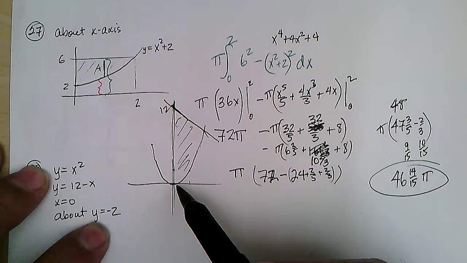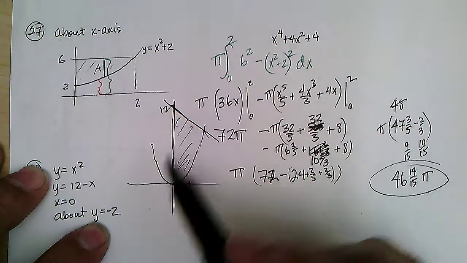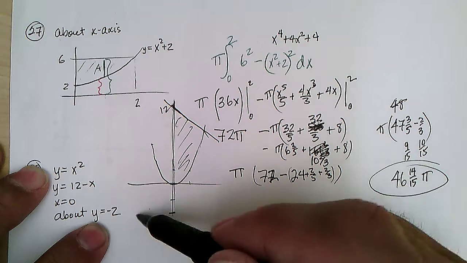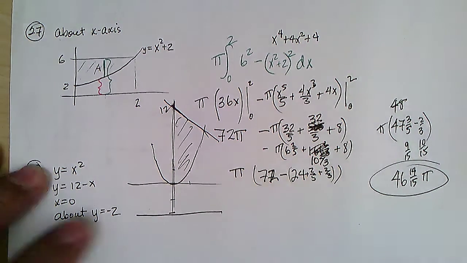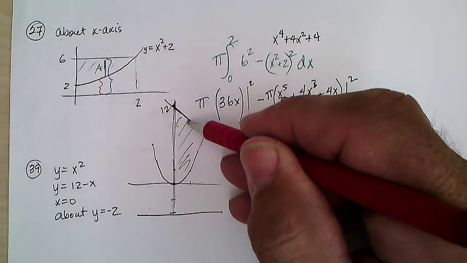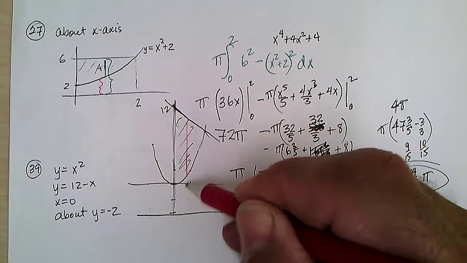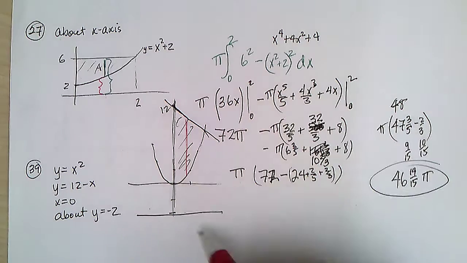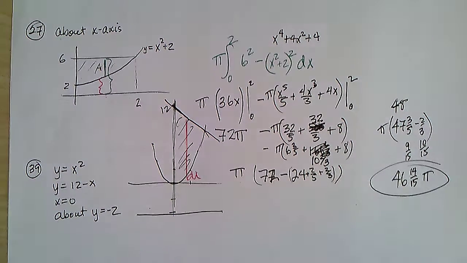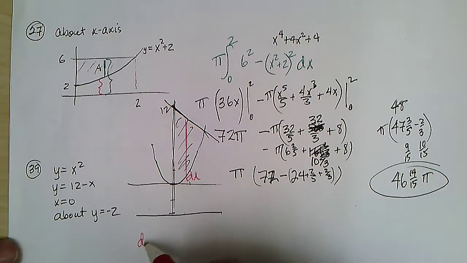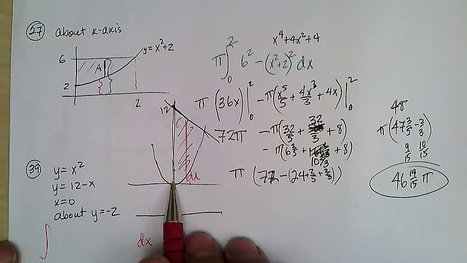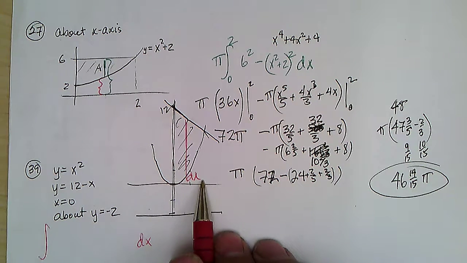We're revolving about y equals minus 2. So the slice would be, we're going about this, the disk would be something like this. Its thickness would be in the x direction, dx. So we'd have dx is my thing. We're going to go from 0 to wherever they meet.